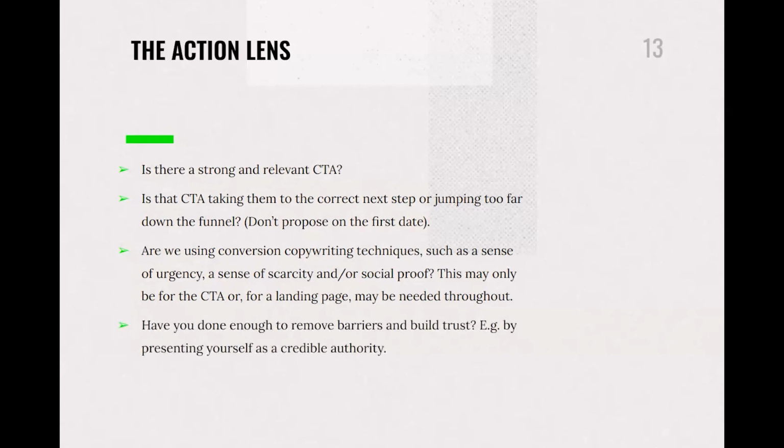So, have you done enough to remove barriers and build trust? Presenting yourself as a credible authority is important. Understanding the barriers and objections of prospects is really helpful when it comes to writing conversion copy, and building a content strategy that will push people towards that conversion at the end, whatever it is, that sale. If you know that people are umming and ahhing about the price, and you've got that feedback because you've taken an outside-in approach, you've got the data, and you realize that one of the reasons people aren't buying is because they're not quite sure about the price, then tackle that head on, right?